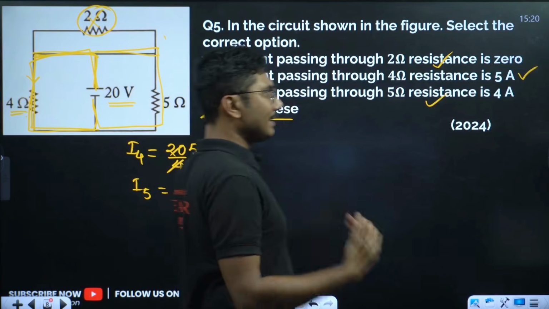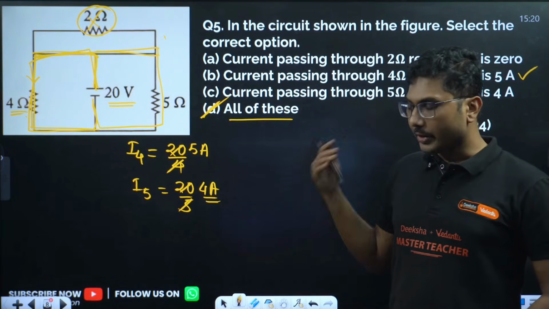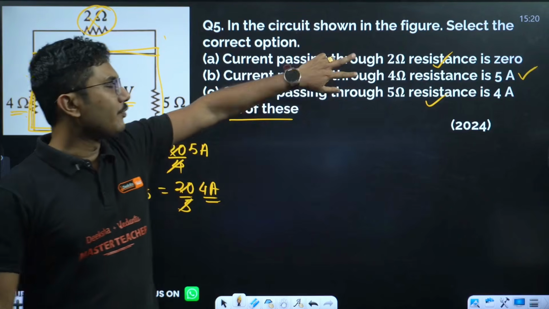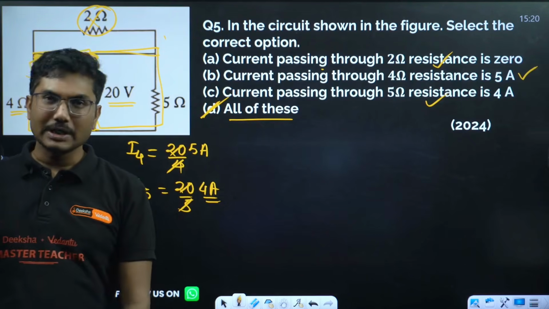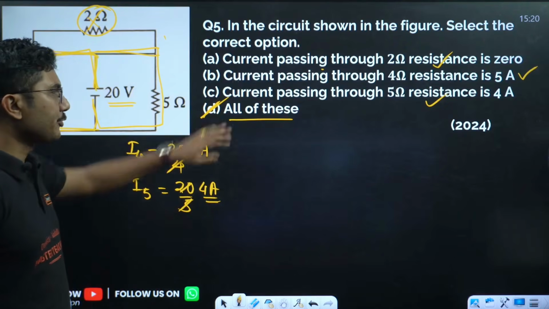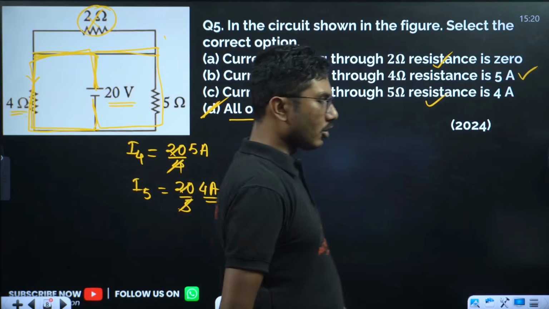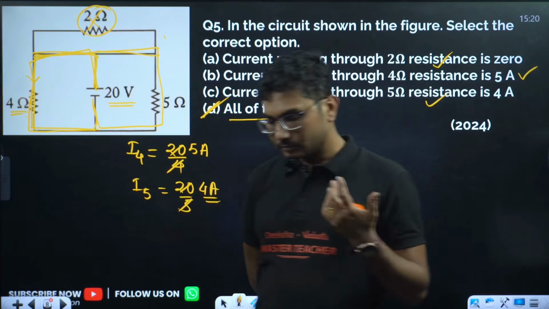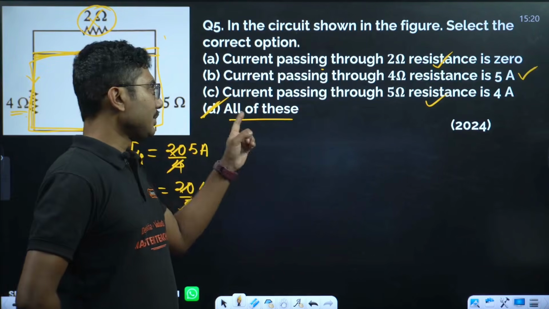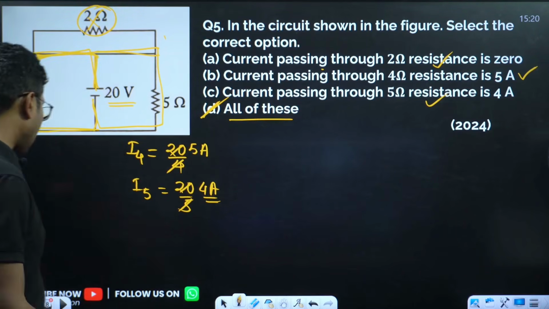In such a case, if you are in a hurry and all of these is an option, you at least have to check 2 options. If 2 options are correct, the third option will automatically be correct, and then only all of these is possible. Generally we do not have multi-correct options in COMEDK, so that means only 1 option will be correct. So that means this has to be the correct answer.